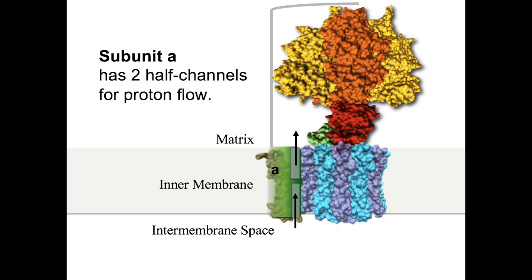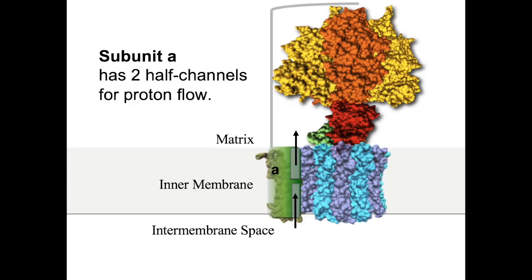But how is it that the C ring moves? What provides that momentum? Well, this has to do with the way protons enter the mitochondrial matrix from the intermembrane space. We said that these protons just can't go right through the membrane. They have to have a way through. And this way through is through subunit A.